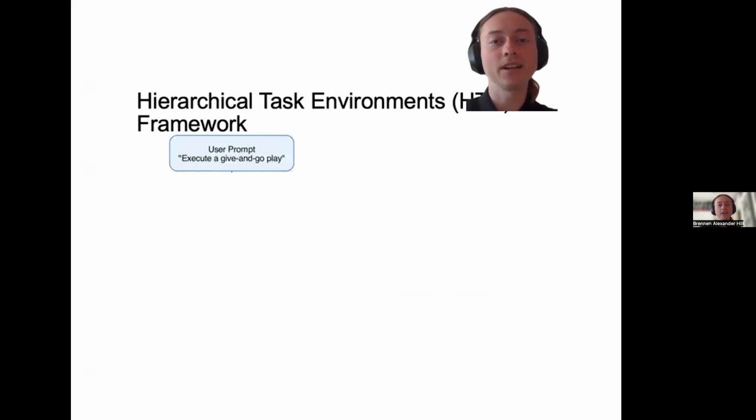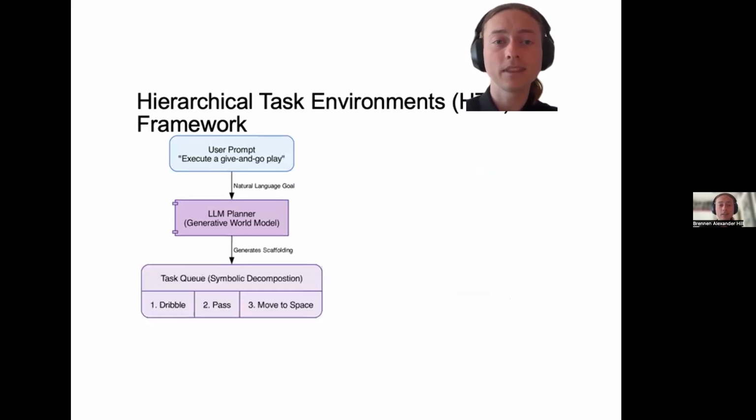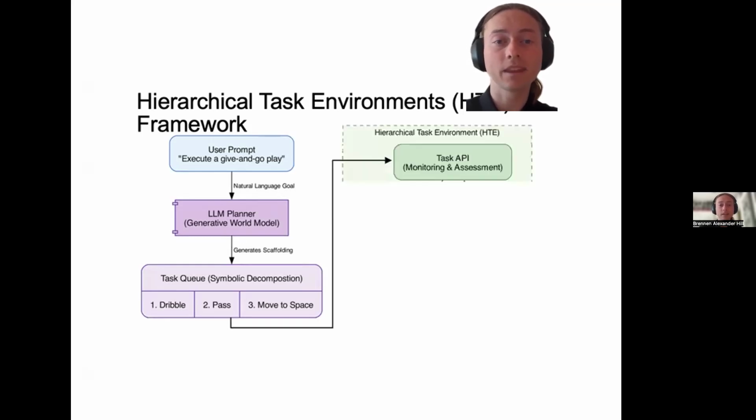Let's walk through the HTE framework and how it actually functions. It starts with a high-level user prompt, for example, execute a give-and-go play. This natural language goal is fed into an LLM planner, which acts as a generative world model. The LLM decomposes this high-level intent into a simple symbolic task queue. In this case, dribble, pass, and move to space.